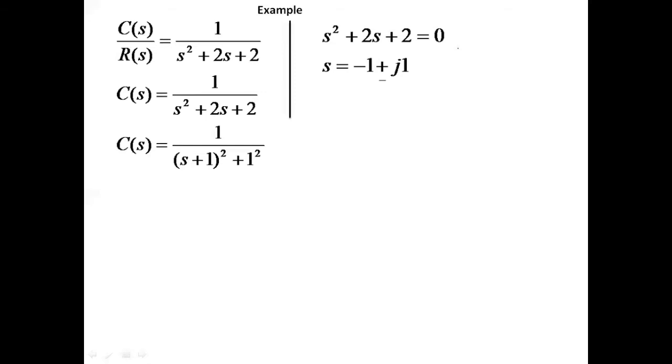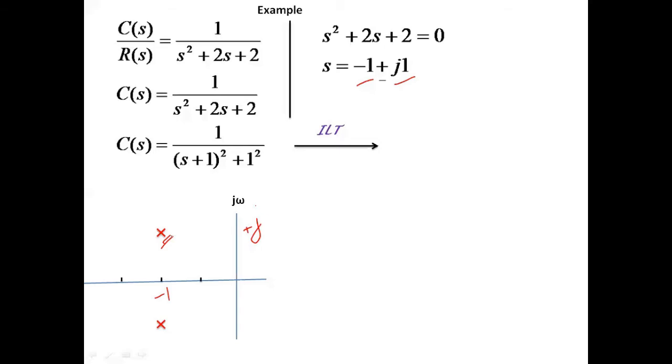Let's plot these roots on the s-plane. So it is the intersection of the real and the imaginary axis. Okay, so if you mark the point at minus 1 plus j, you get a pole in this place. And for minus 1 minus j, we can obtain the pole in this location. And if we take the inverse Laplace transform of C of s, C of t will be equal to, again you can relate with the Laplace transform equality, e to the power of minus t sine t.